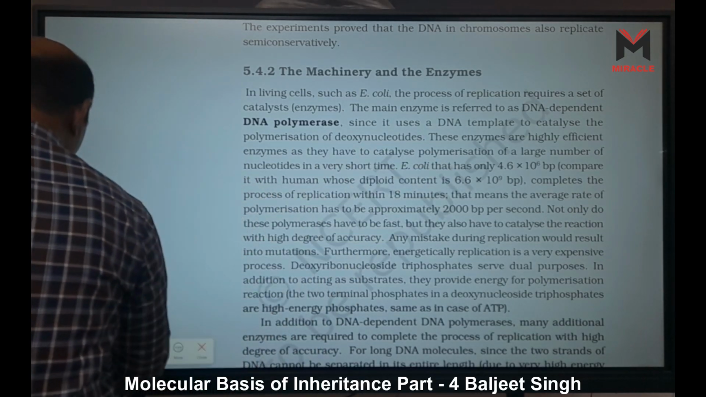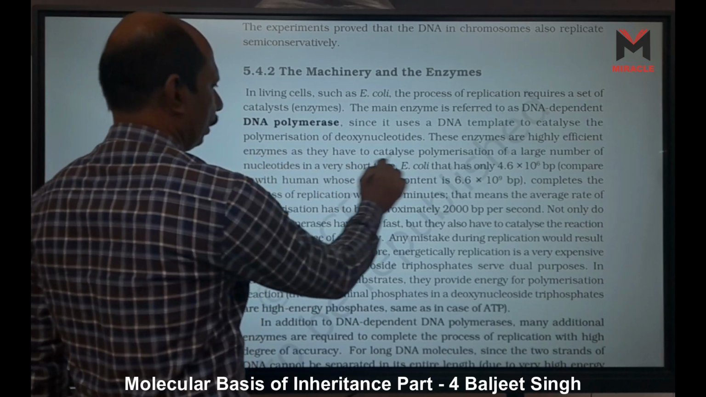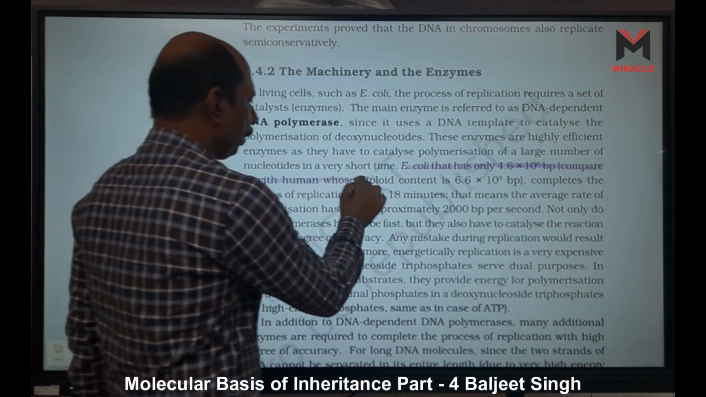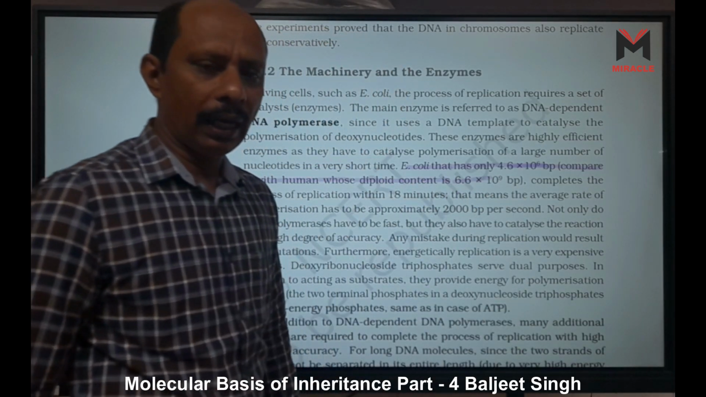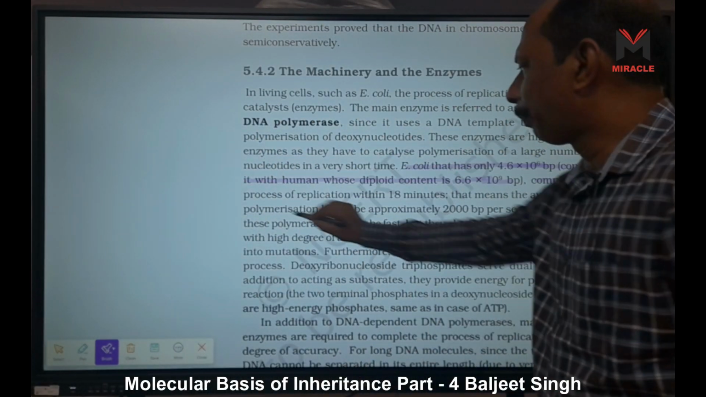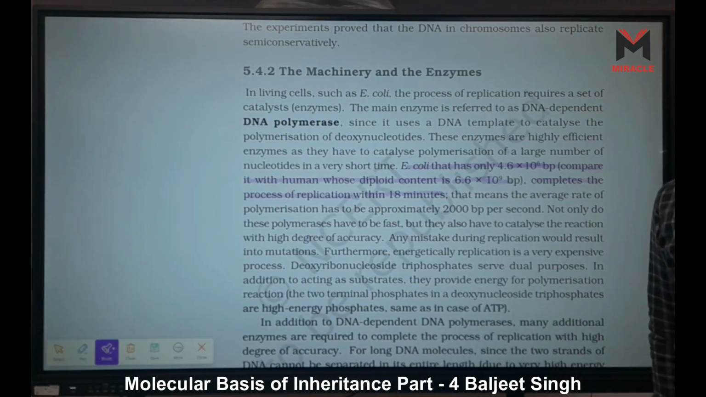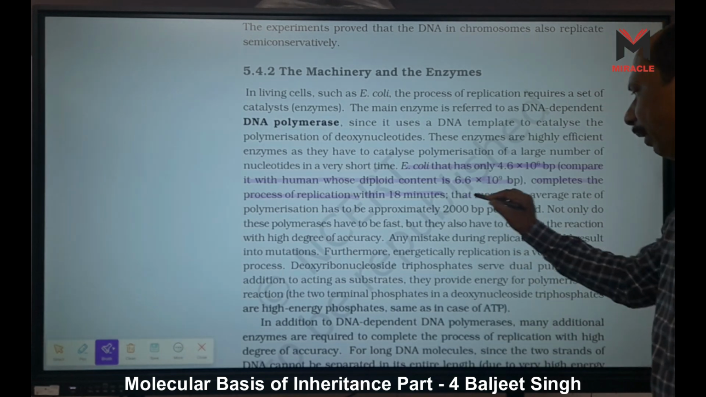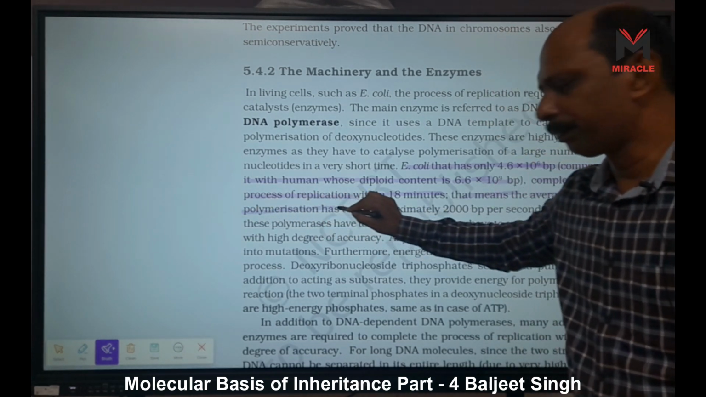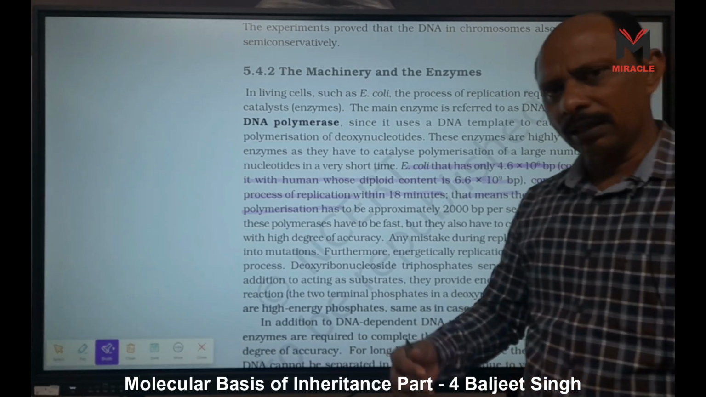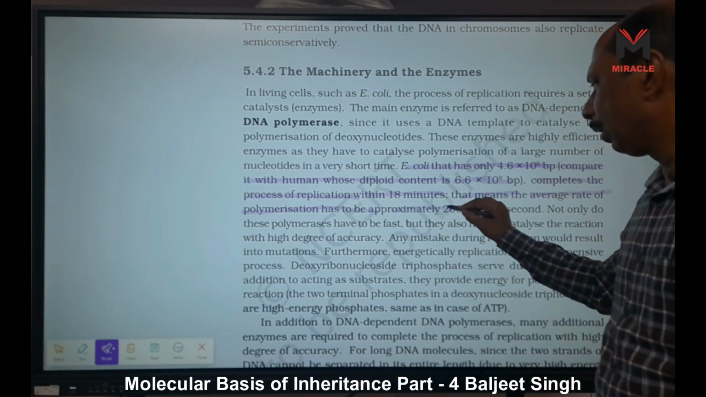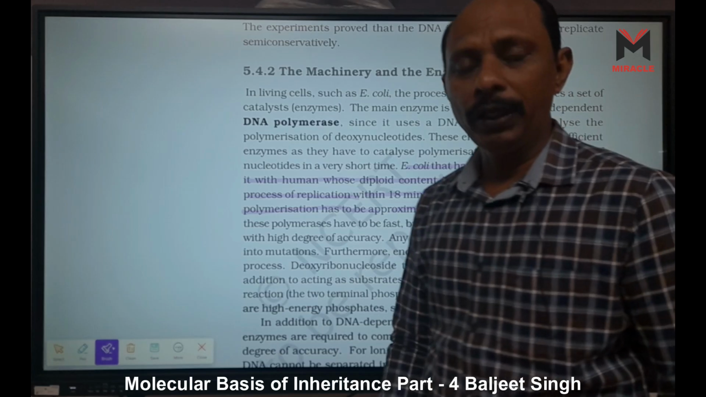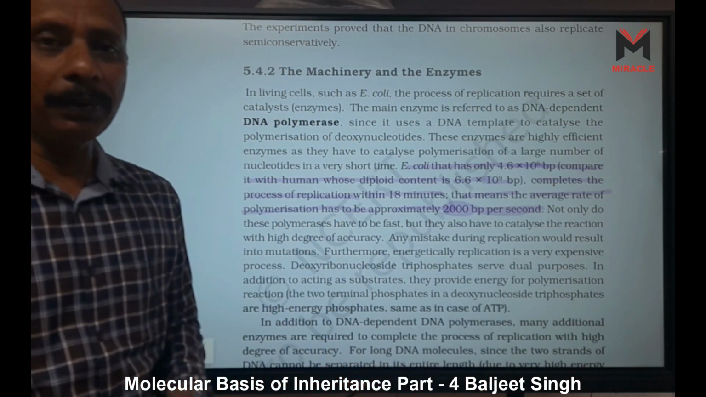How rapid this process is. This E. coli that has only 4.6 × 10^6 base pairs, when compared with the human whose diploid content is 6.6 × 10^9 base pairs, completes the process of replication within 18 minutes, because in 20 minutes E. coli gets double. 2 cells are formed, right? That means the average rate of polymerization, formation of another DNA, is approximately 2000 base pairs per second. How rapid? We cannot imagine. 2000 base pairs per second.